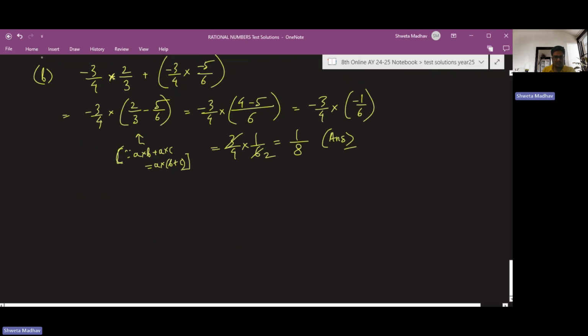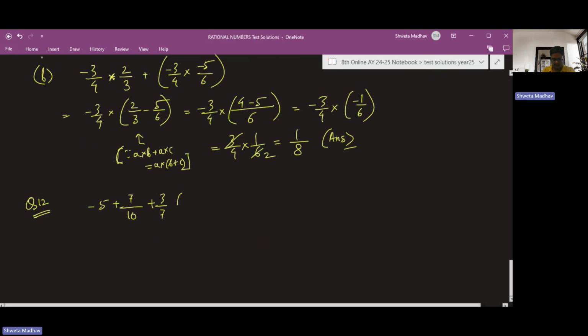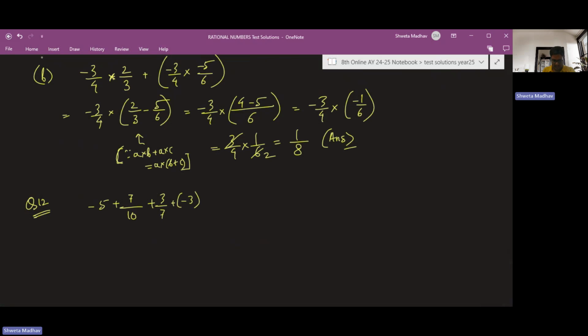Then in question number 12, it is told that using suitable rearrangement, we have to find the sum. So here it is minus 5 by 7 plus 3 by 10 plus 3 by 7 and plus of minus 3 by 5 plus 5 by 14 plus of minus 4 by 5.